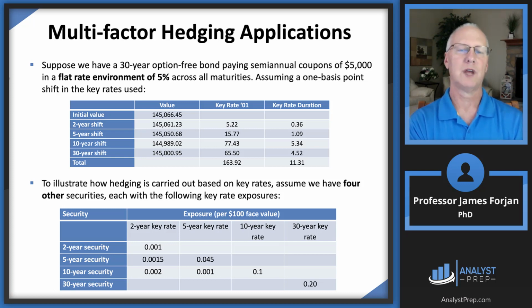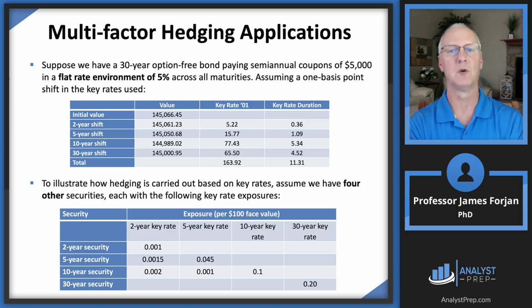So here's a section in the chapter on hedging. Let's take a look at a 30-year option-free bond. Let's make life as simple as possible: we're paying semi-annual coupons of $5,000. So that's a total of $10,000 per year, flat environment, 5% across all maturities. All right, so we're going to assume a 1 basis point shift in the key rates.